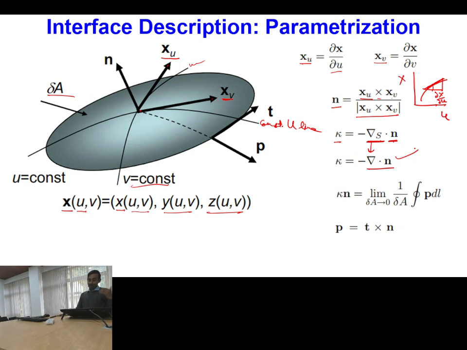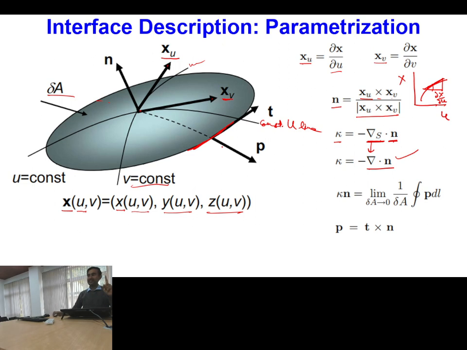Now curvature can also be defined using a second method. So using the second method, how it can be defined, let me consider that this is simply my edge of this surface. So you will be having a complete three-dimensional surface.